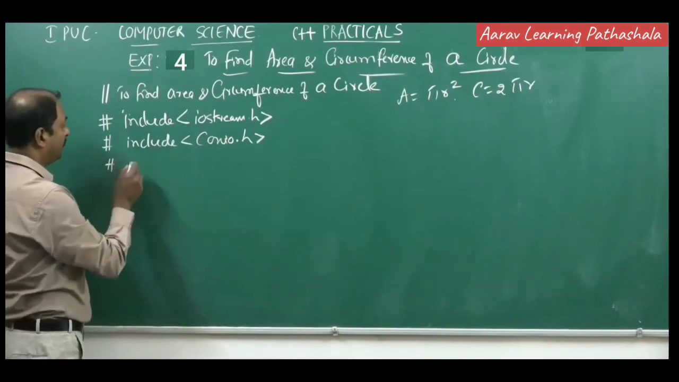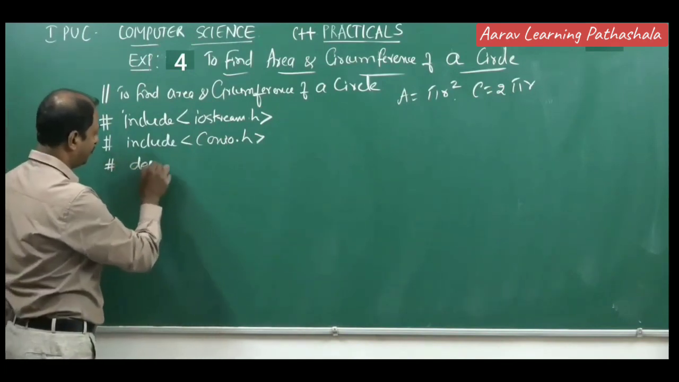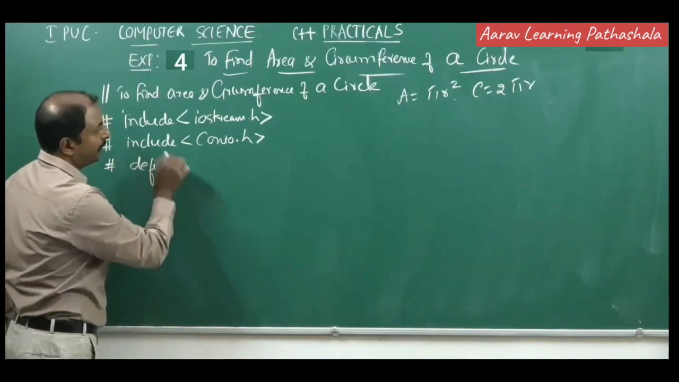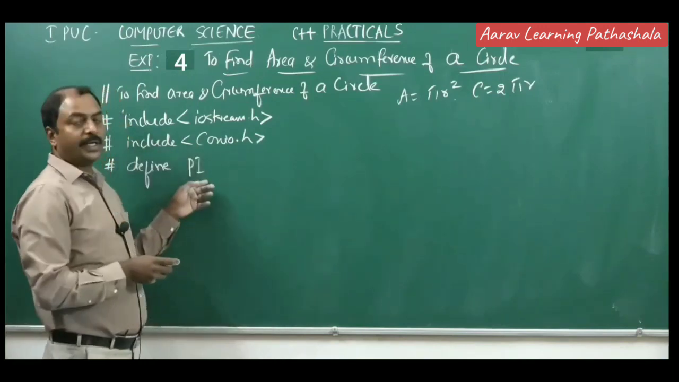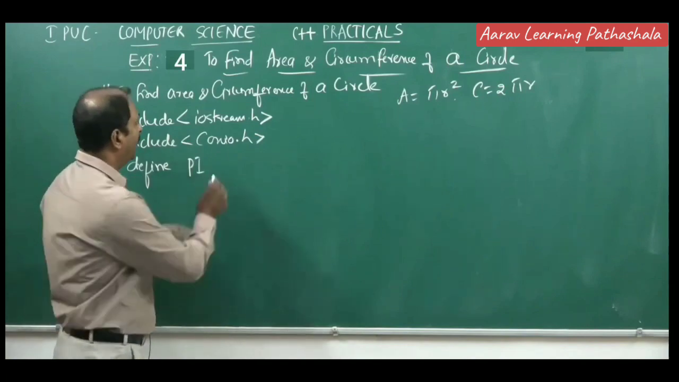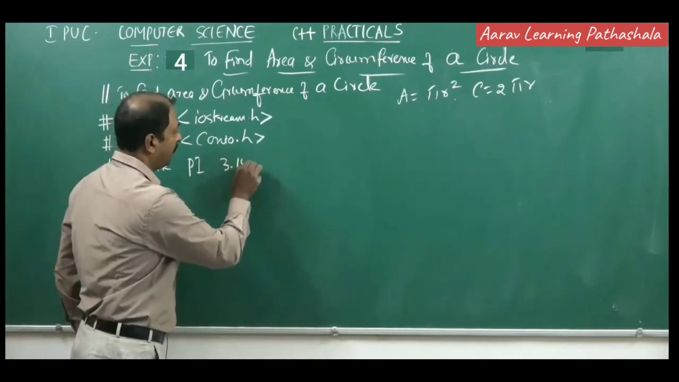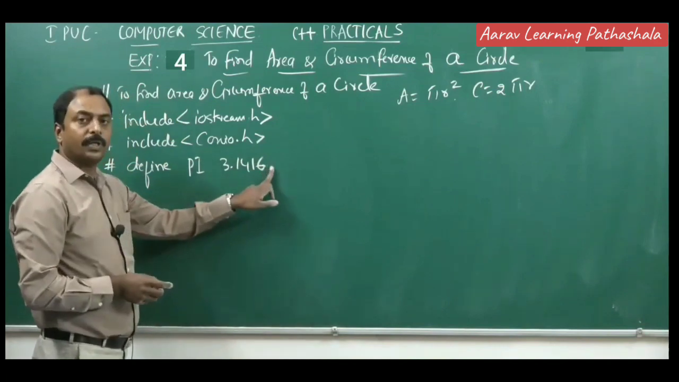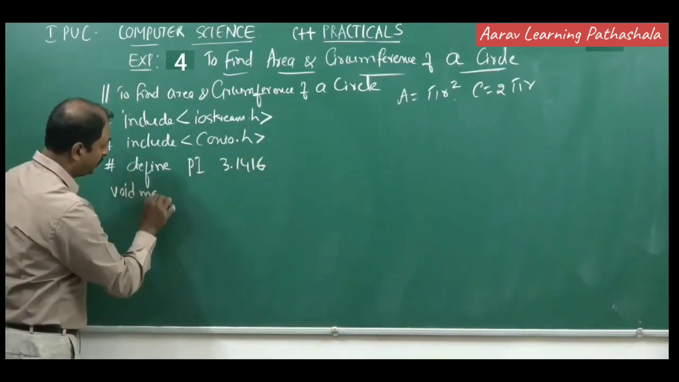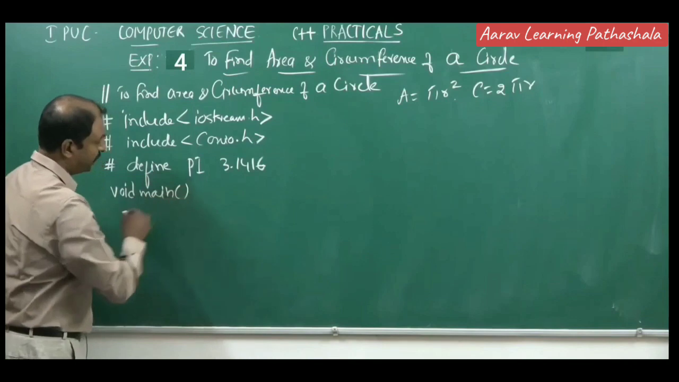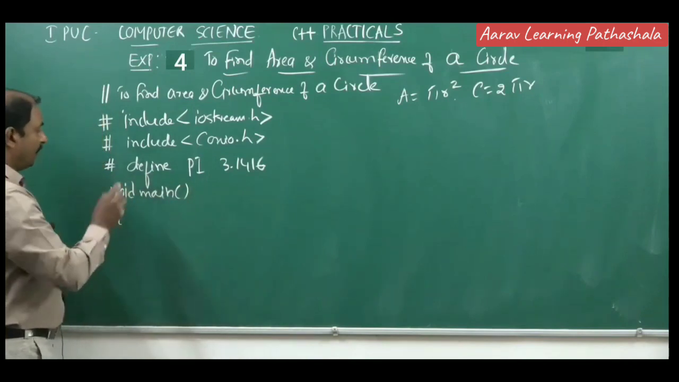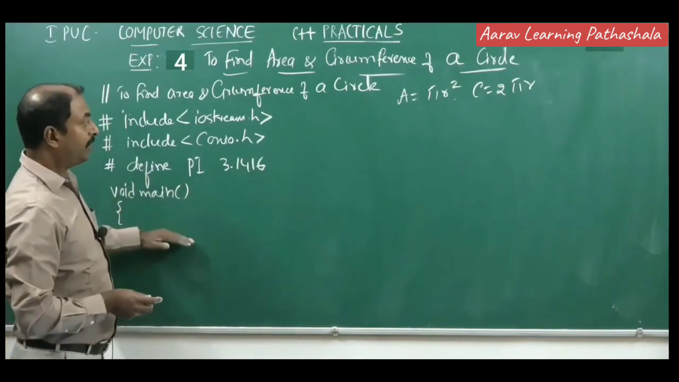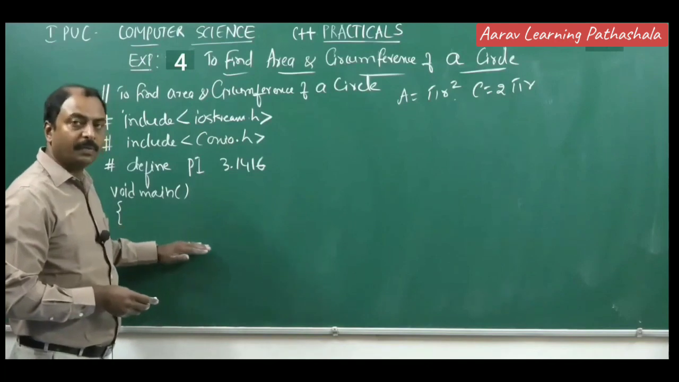This can be declared here under the definition section with a hash. After this we can write #define, the variable I can make use of is pi, and the value is 3.1416, and again here no semicolon. Then the main function, that is void main, and open the braces.